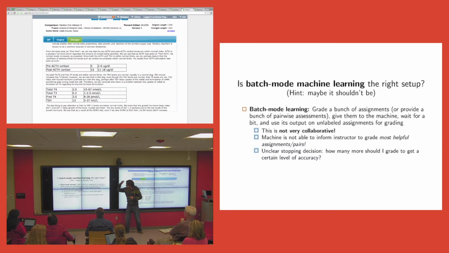And there's also this question of the stopping decision. How many, is it 50%? Is it 25%? Is it 30%? If I have currently graded 30%, should I stop? Should I keep going? I don't really know. It's hard, right? It's hard to know when I should stop.